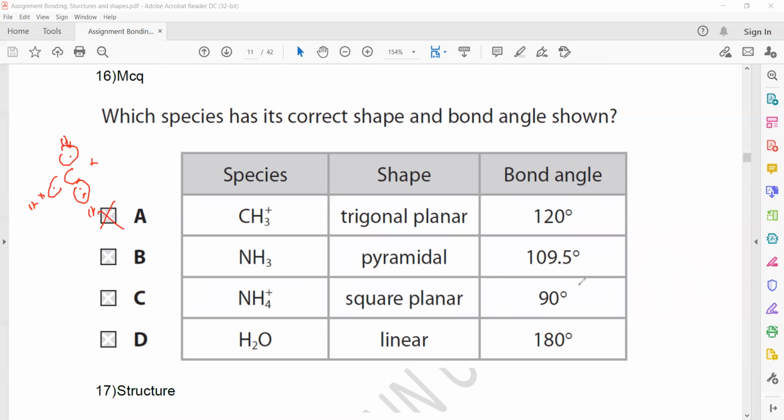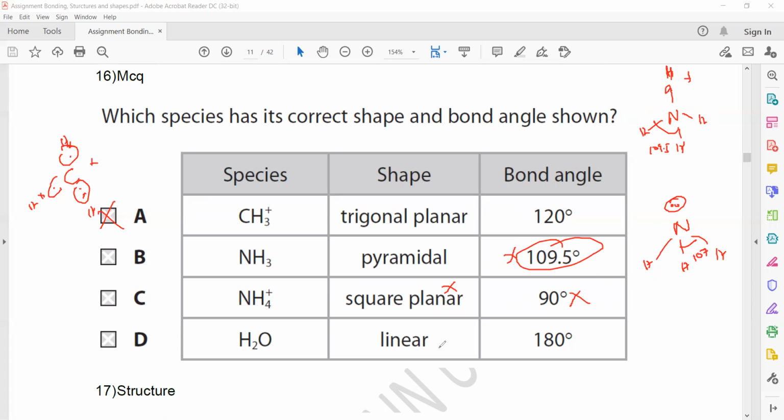NH3 is pyramidal, but the angle is not correct because there is one lone pair and 3 bond pairs, so this bond angle is 107. That's why the bond angle is not correct. NH4 is tetrahedral ammonium. As we just discussed, in ammonium 4 bond pairs are there. The dative bond is also considered as a bond pair. That's why the bond angle in a tetrahedral is 109.5, so even here both are given wrong.